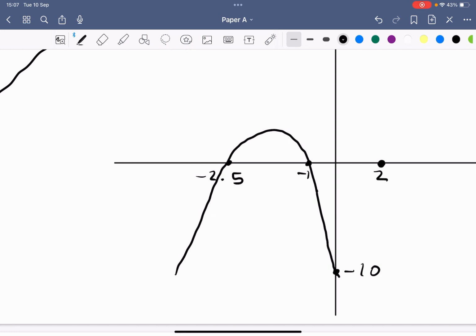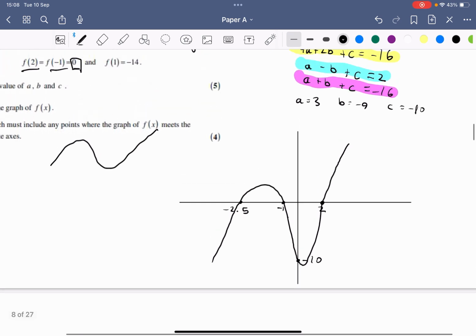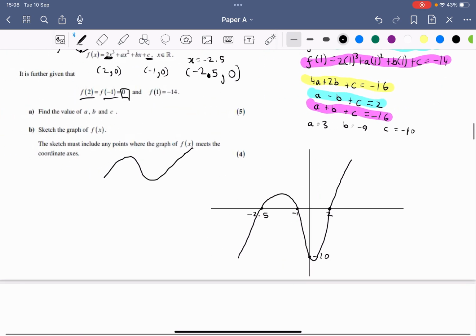Comes down to minus 10 and then turns, and then goes up like that. Okay, so that's what our graph looks like, and that's part B done.